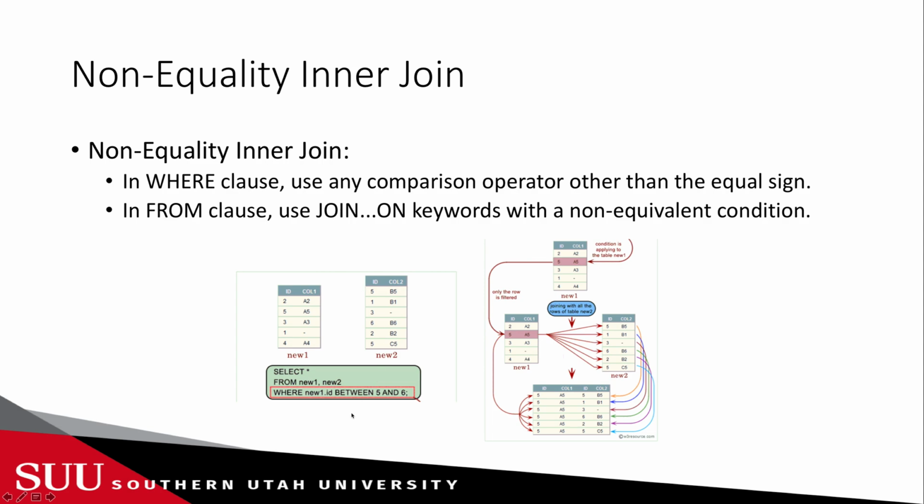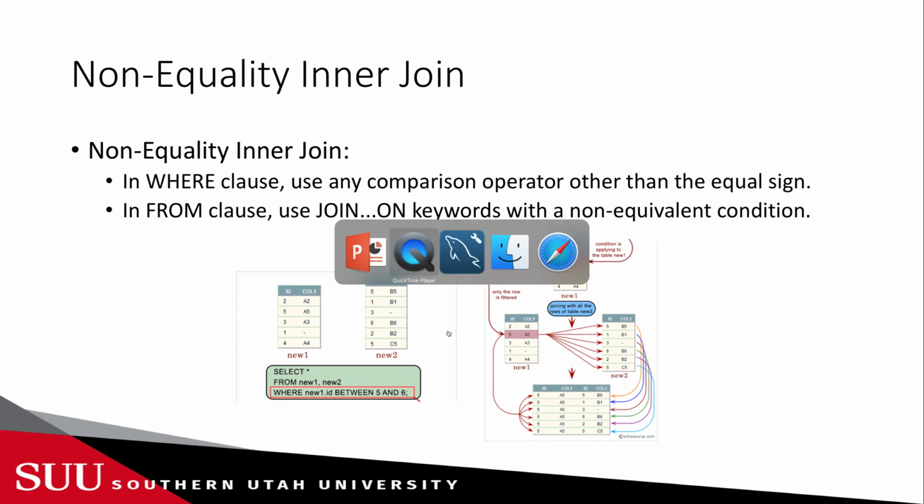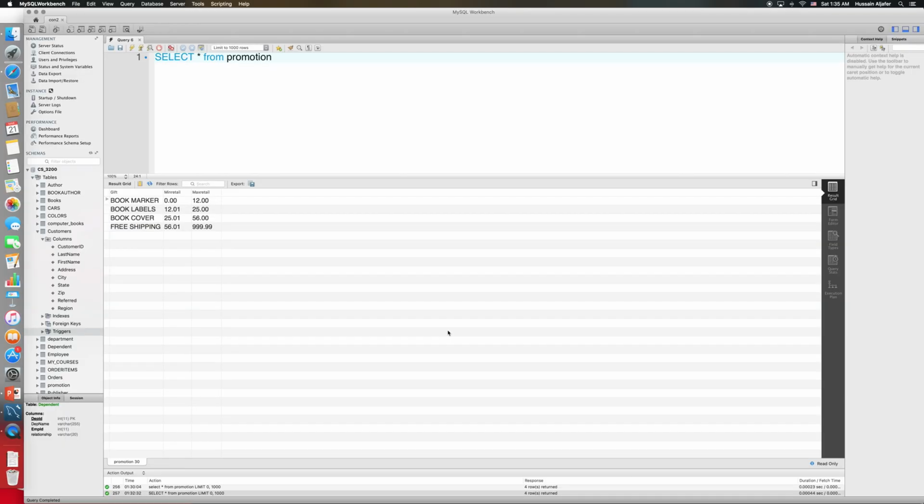So what I have here is the ID is between 5 and 6, and it is going to look up that ID as its filtration criteria. So an example that applies to our data set is if I want to display all the gifts that a customer would get based on the retail price of each book they buy. So if we look at the promotion table right here in our data set, it says that if I buy a book that is retailing for $12 or less, I'll get a book marker.